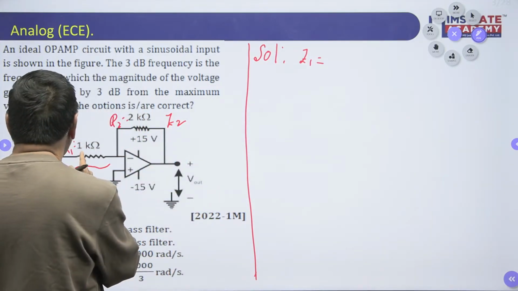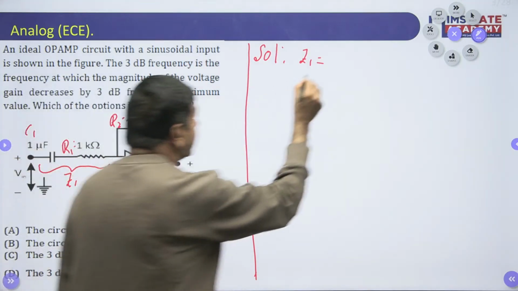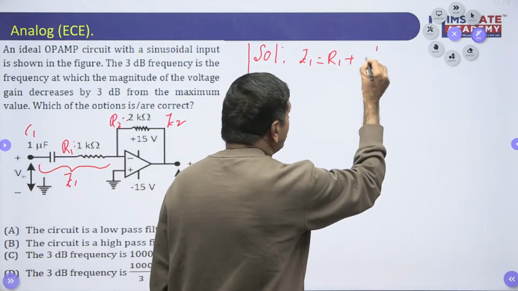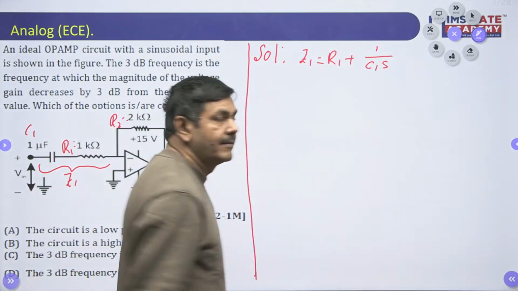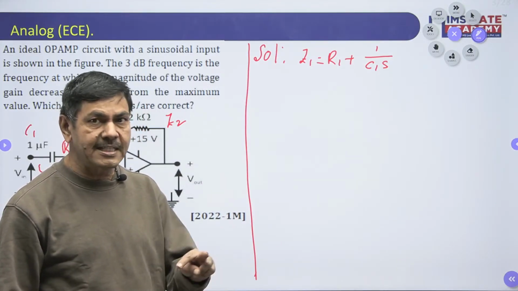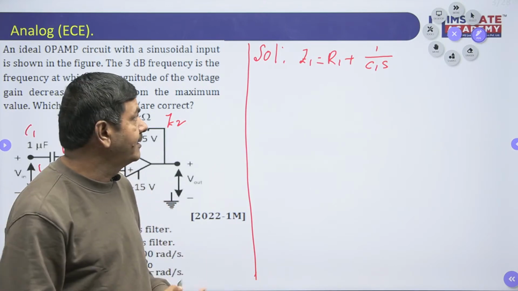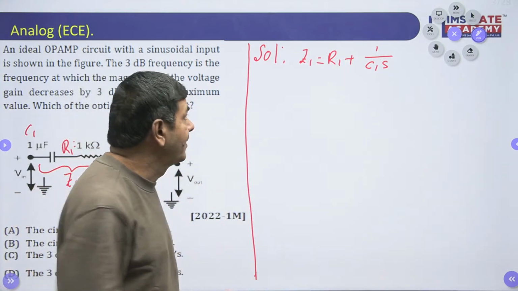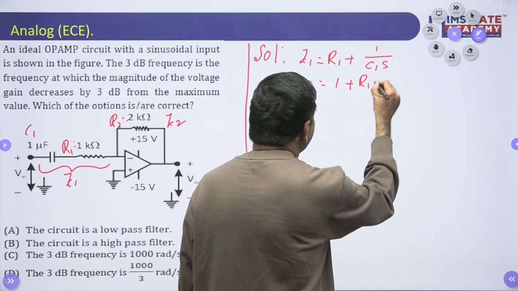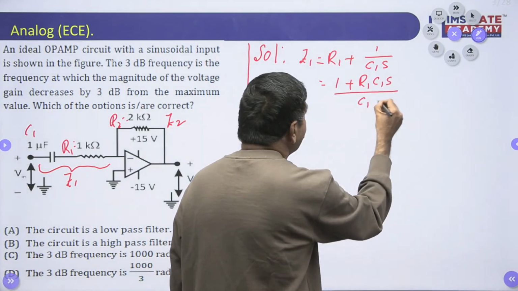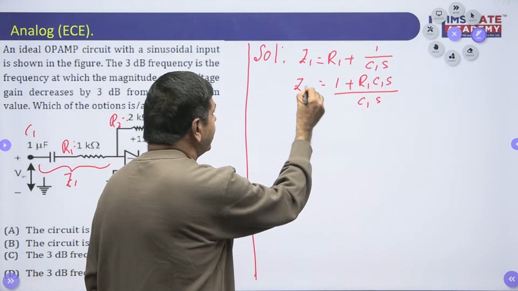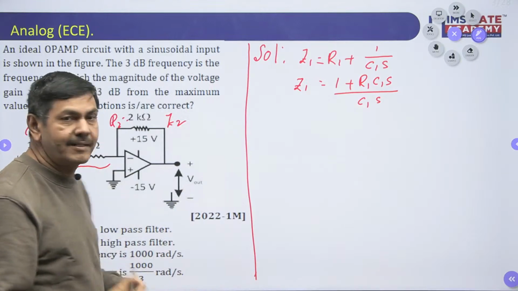In the S domain, this is an R1 resistor you have. Whenever you have a capacitor, you need to put 1 by C1S. If you have any inductor, you put L1S. Capacitor or inductor, any one of them you will find. If you have a resistor, you put it as it is. Take the LCM: I get 1 plus R1C1S by C1S. This is the impedance of this network, the input side.